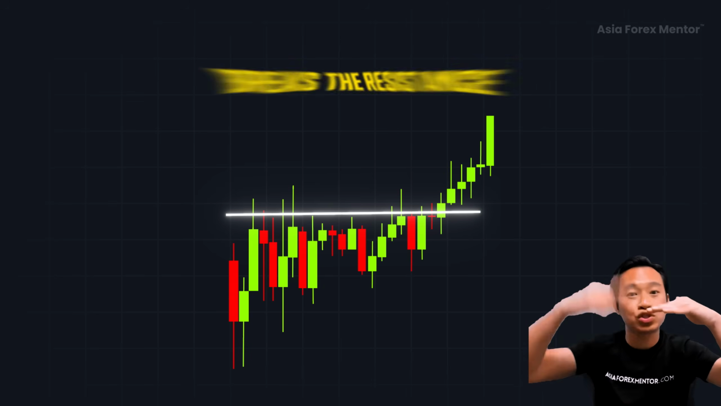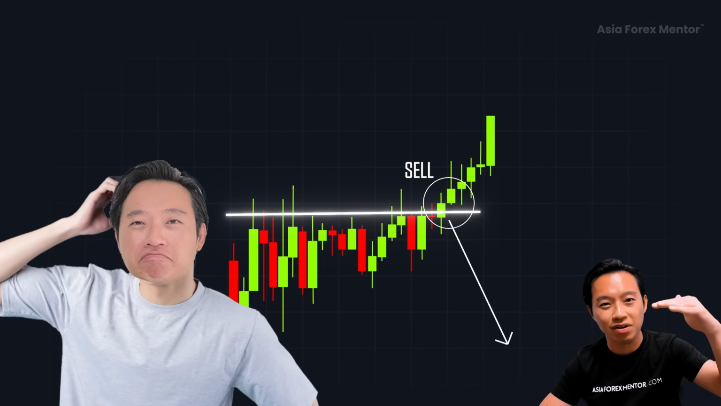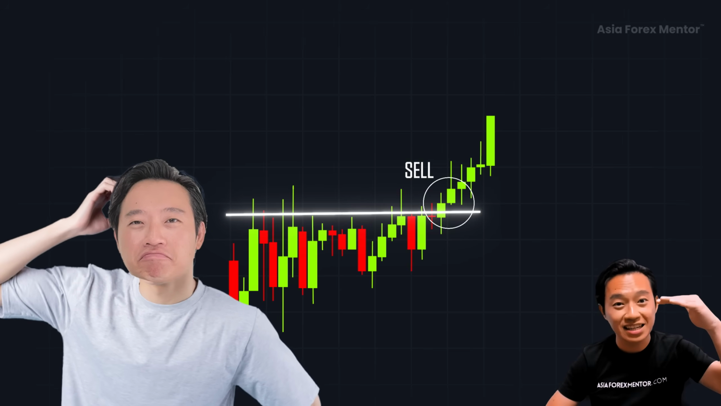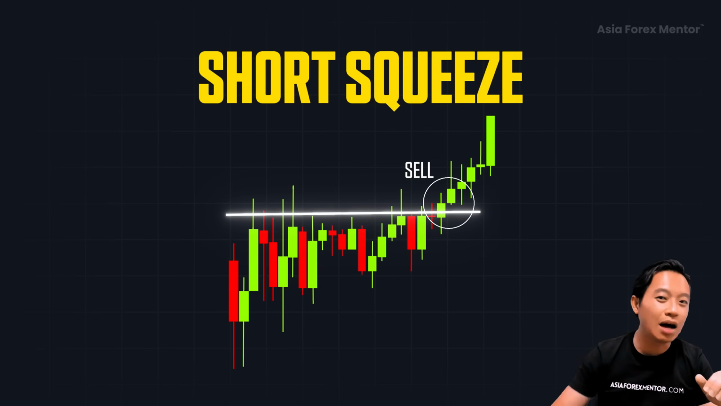But if price now breaks through the resistance instead of reversing downwards, these traders are now what? They're in trouble, right? The market is going against them. They're shorting it, and they need to act fast to avoid bigger losses. So that's where the short squeeze comes into play.